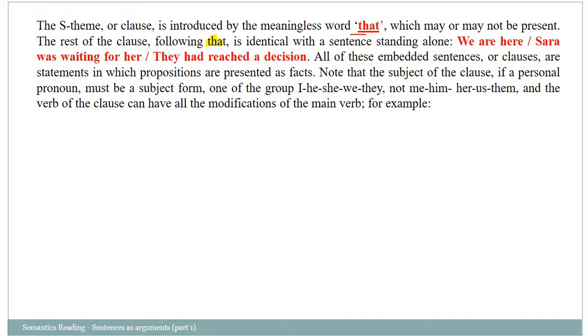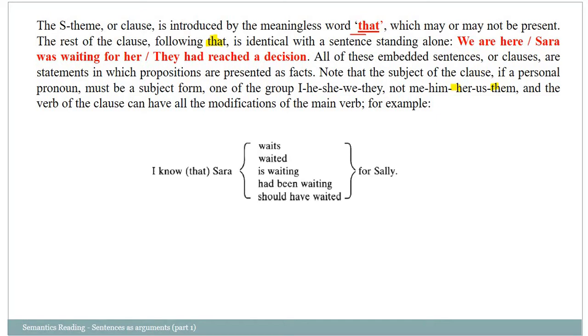Note that the subject of the clause, if a personal pronoun, must be a subject form. I mean, it should be I, you, we, they, or he, she, it. It wouldn't be an object form like me, him, her, us, or them. And the verb of the clause can have all the modifications of a main verb. I mean, the verb in the full statement clause can have a time conjugation. They might be in any tense or in any usage of a modal verb, for example.